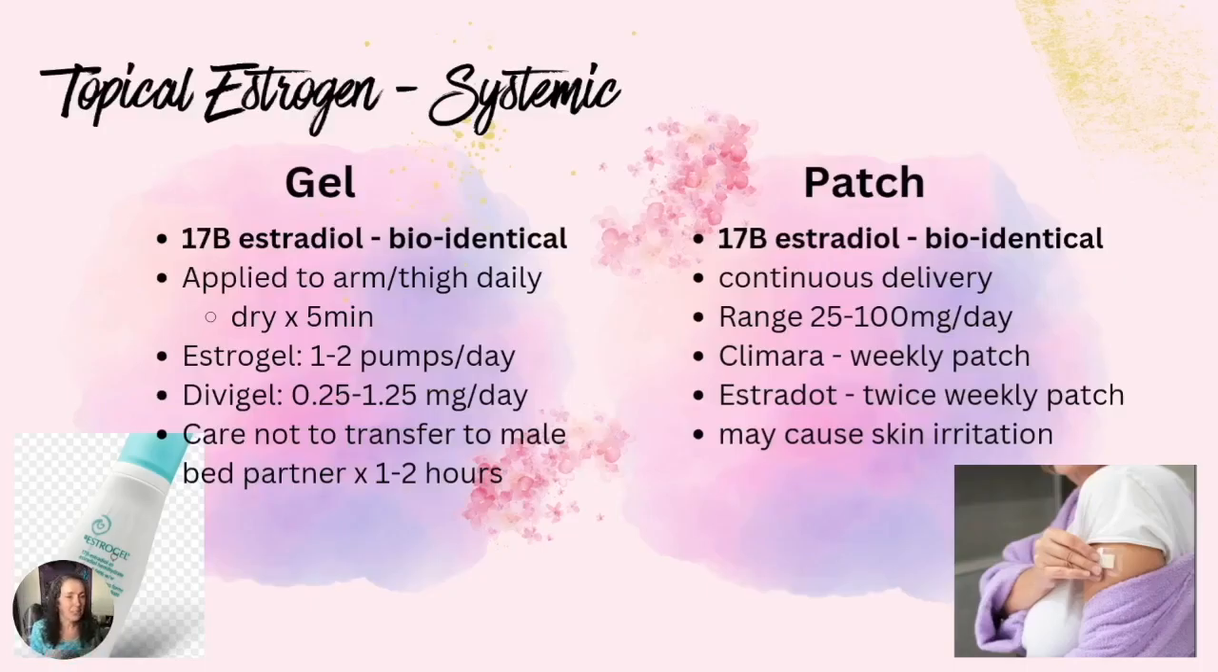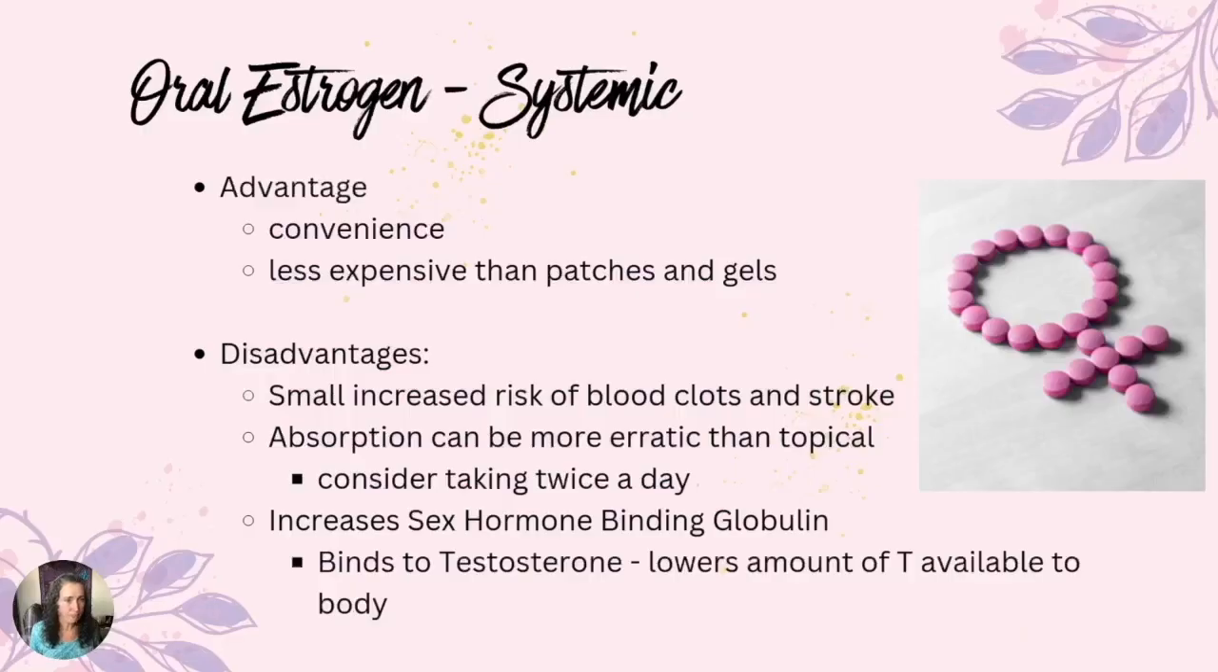It can cause some skin irritation. The range is usually from 25 to 100 milligrams per day, and it does give kind of a nice level amount. So those are the two types of topical estrogen. And then the other type of systemic or whole body estrogen is the oral. So you can either apply it to your body or you can take a pill. Either way, you'll get it to your whole body.